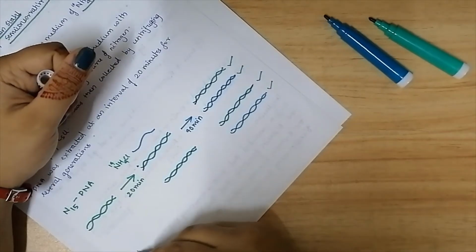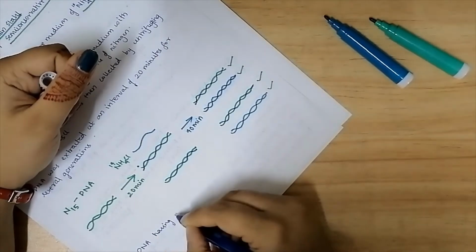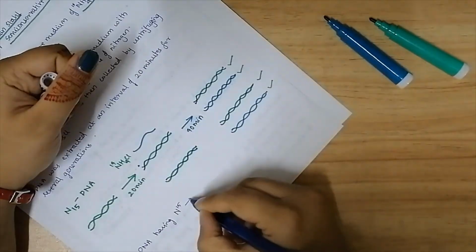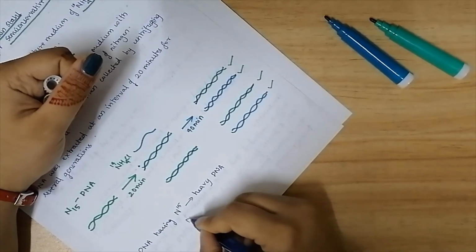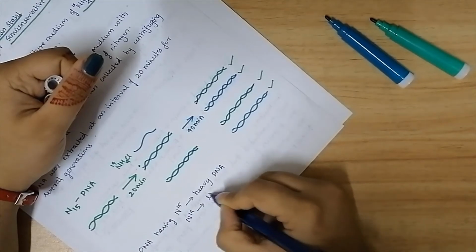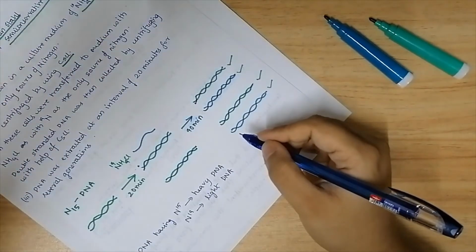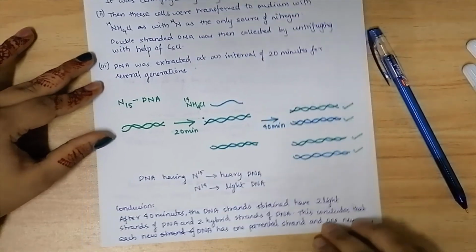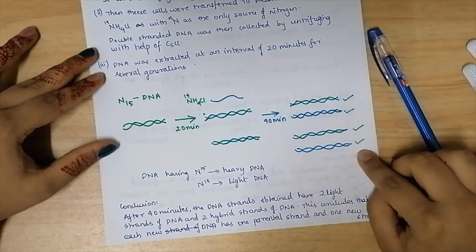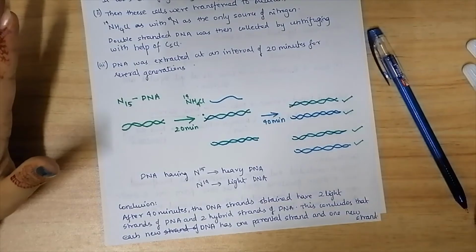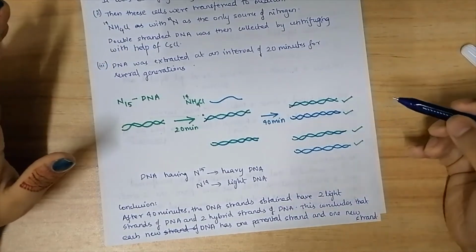The DNA that has N15 as the source would be heavy DNA, and that which has N14 would be light DNA. This draws up to a conclusion that when the DNA strands were obtained after 40 minutes of replication, two light strands and two hybrid strands of DNA were obtained.